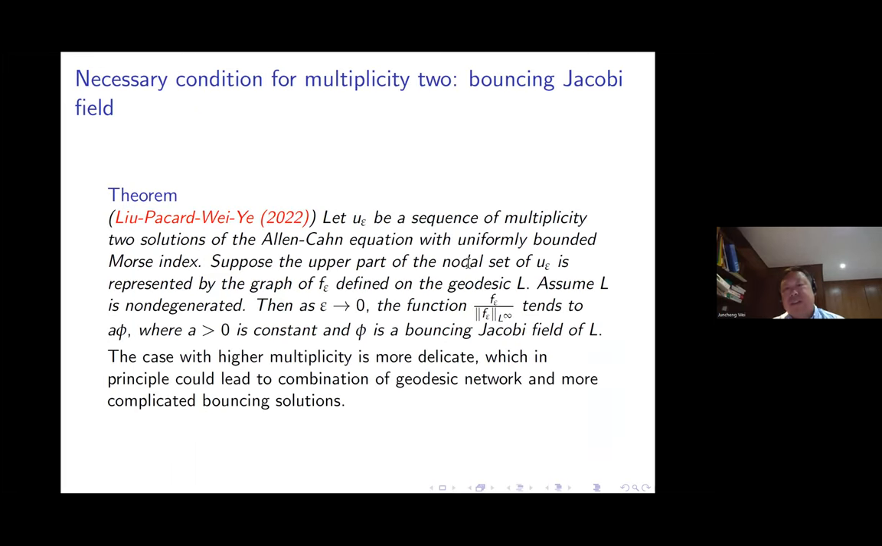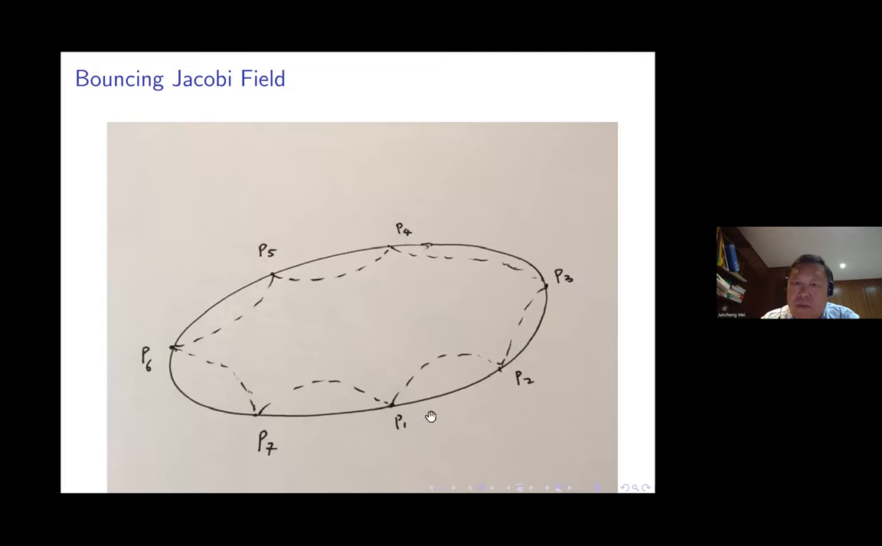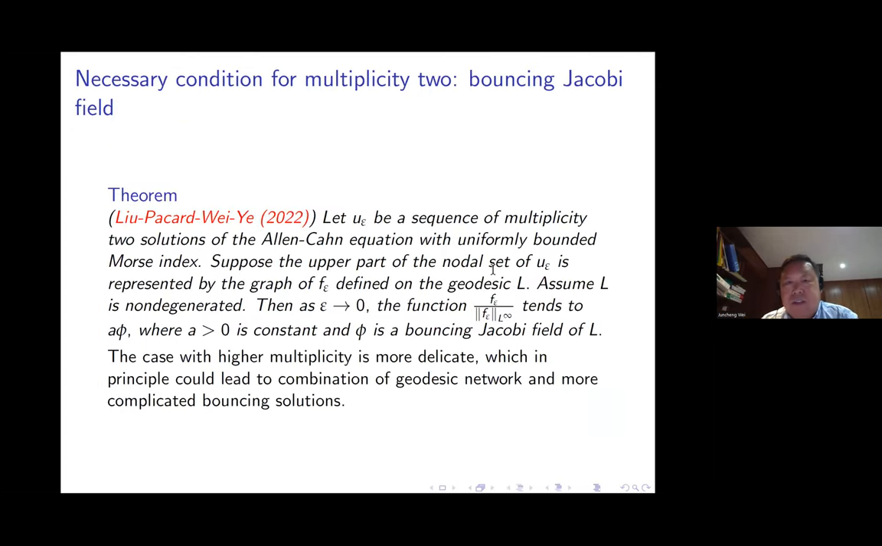So our first result is that if you have a solution with a multiplicity 2 interface and bounded Morse index, then this geodesic must have a bounded Jacobi field. So a necessary condition for the existence of a multiplicity 2 interface is a Bunsen Jacobi field. You must have a Bunsen Jacobi field to have a multiplicity 2 interface. So this is the first result.